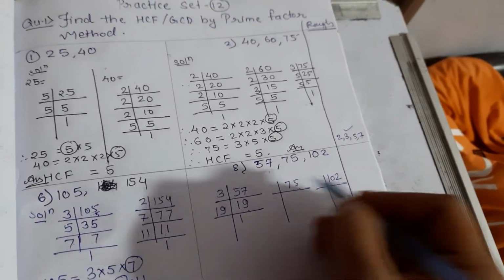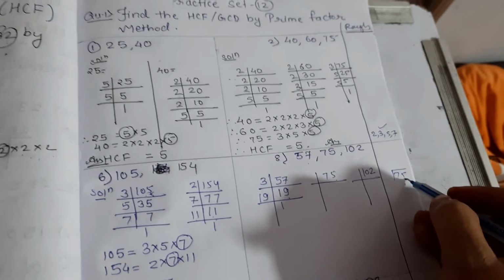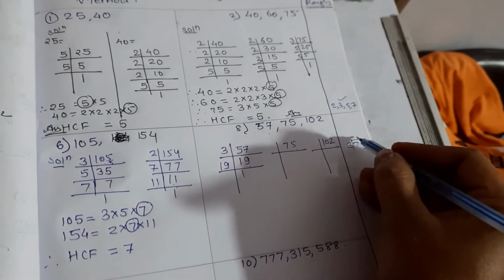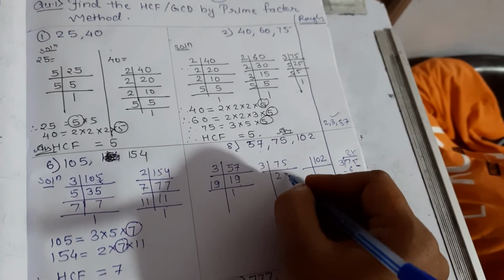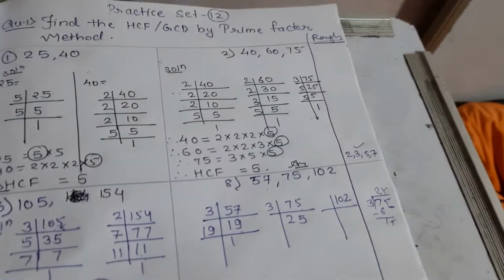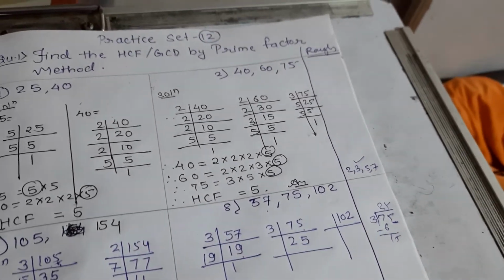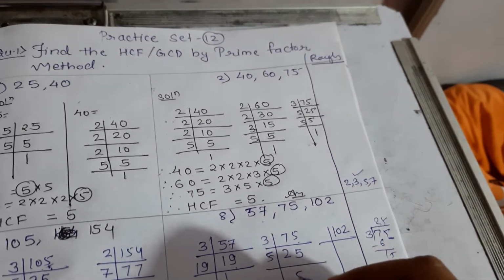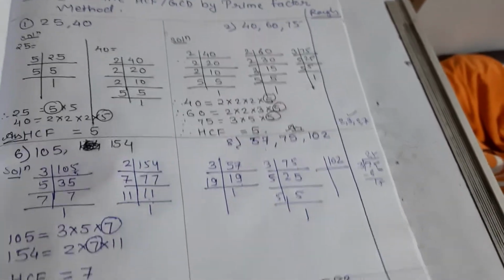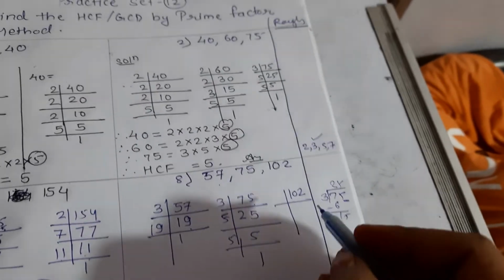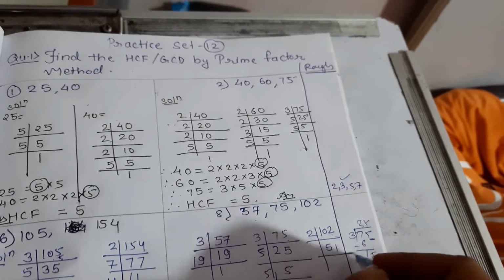75. Again you see 75, 5 is there, so maybe it will go on the table of 3 or 5, we will see. 3 2s are 6, 3 5s are 15. So how much? 3 25s are 75, right students? So 25 is there, so what do you have to do? Directly see the table of 5 only. 5 5s are 25, right? So 5 ones are 5. Hope you are understanding what I am doing here.